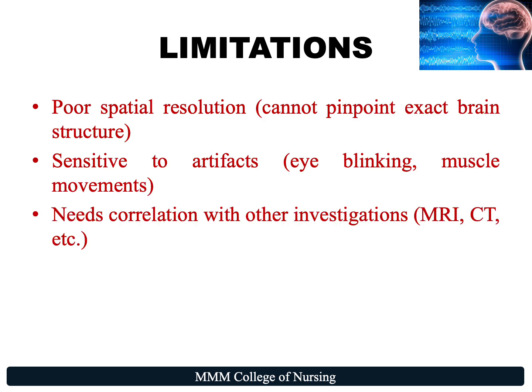The limitations of EEG are poor spatial resolution. That is, it cannot pinpoint which exact brain structure has the issue. And it is sensitive to artifacts. That is, eye blinking and muscle movements can cause variation in the waves. And this needs correlation with other investigations to diagnose a condition, such as MRI, CT, PSG, etc.